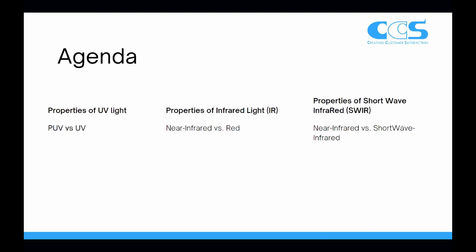So the agenda that we're going to talk about today: properties of UV light, comparing pure UV technology to UV technology, and what happens if both of those work. Properties of infrared light, which we call IR. We're going to compare using near infrared versus red light, the visible wavelength, and then properties of shortwave infrared or SWIR, and then comparing SWIR to near IR when both of those work in the same situation as well.